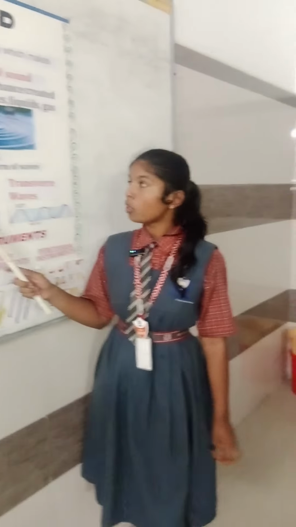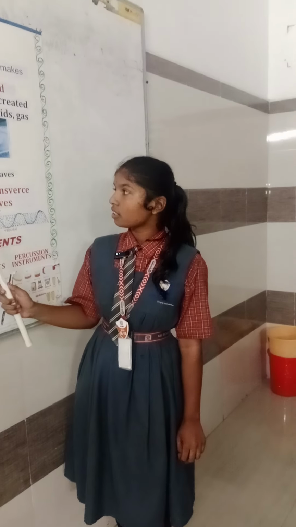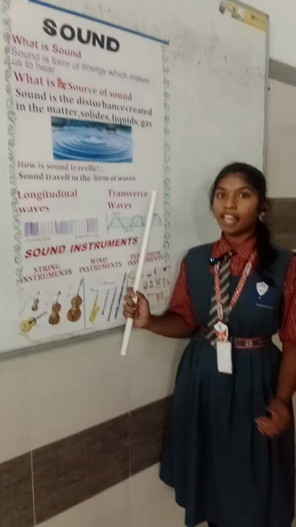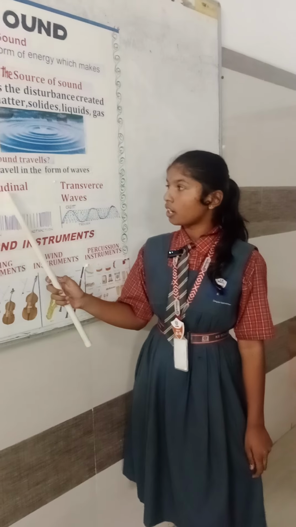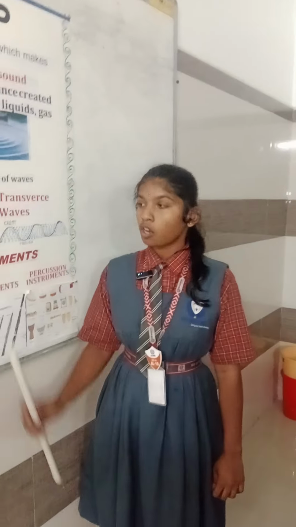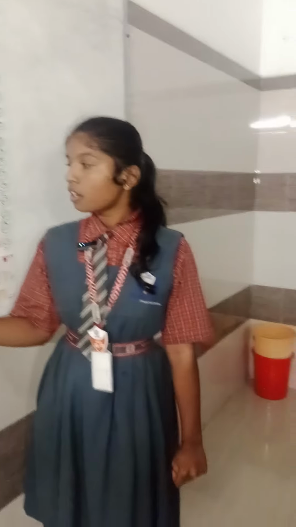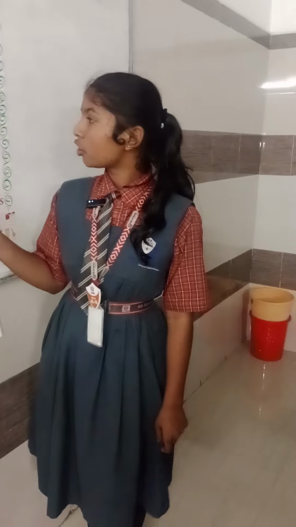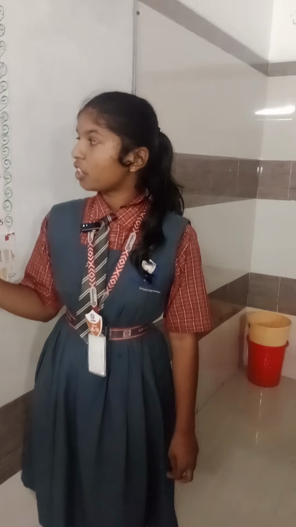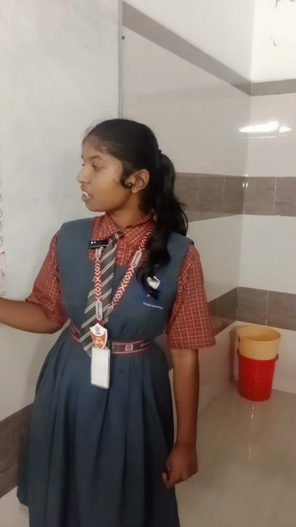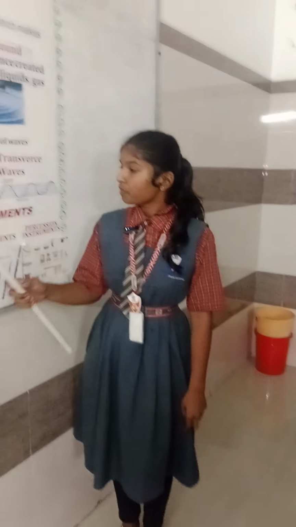Now I am explaining how sound travels. Sound travels in the form of waves. There are two types: longitudinal waves and transverse waves. Longitudinal waves travel in the form of compression and rarefaction. Transverse waves travel in the form of crest and trough.